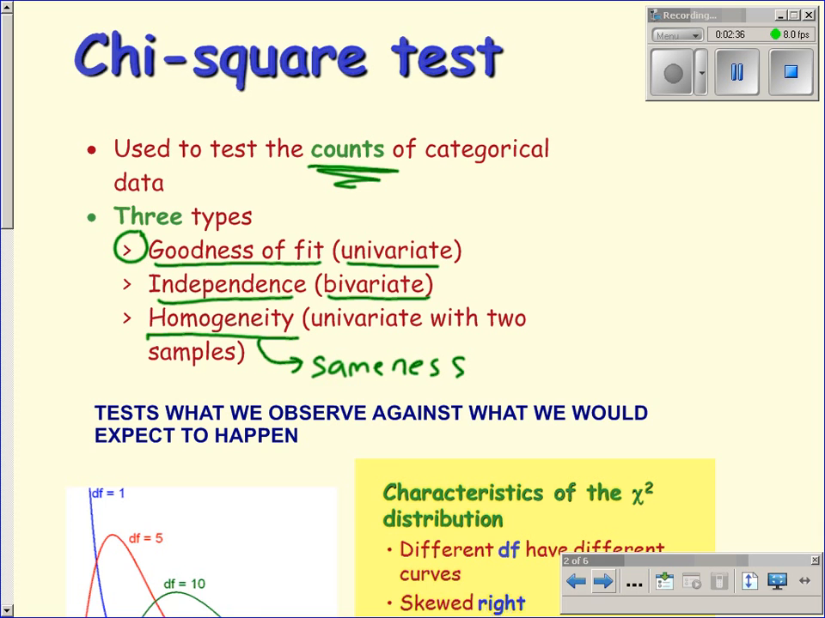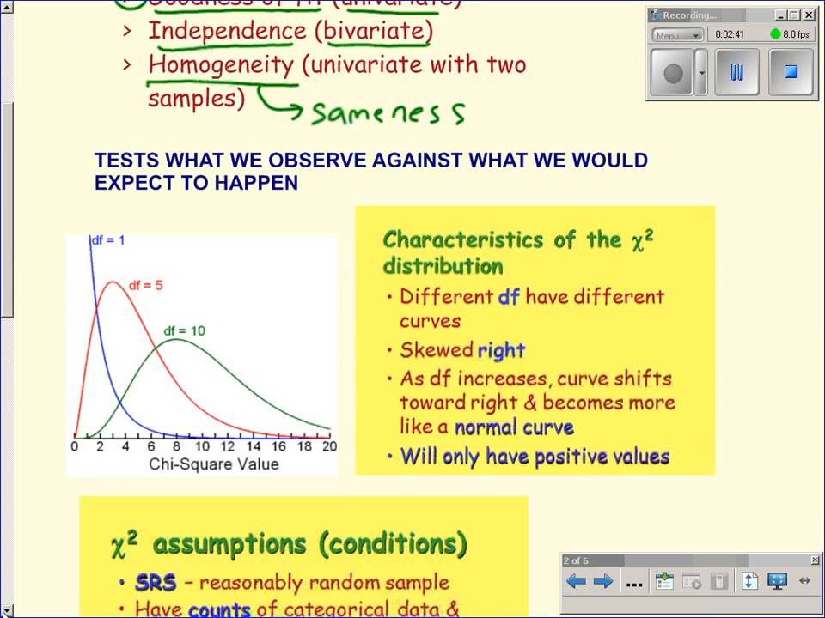Okay, so how this works, a chi-squared test has a couple attributes that we need to look at. Essentially what a chi-squared test does is that we compare what we observe against what we would expect to happen, and we come up with a statistic based on that. When we come up with that statistic, we will use this type of curve right here, the chi-squared curve, to assess how plausible our sample data is. And it looks a little bit different than the curves we've had before.